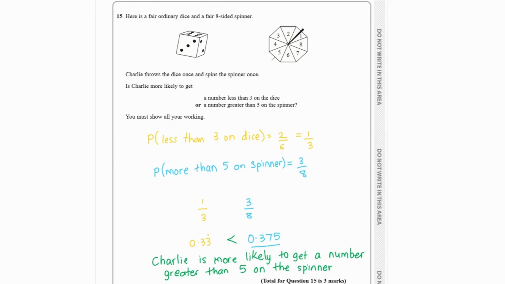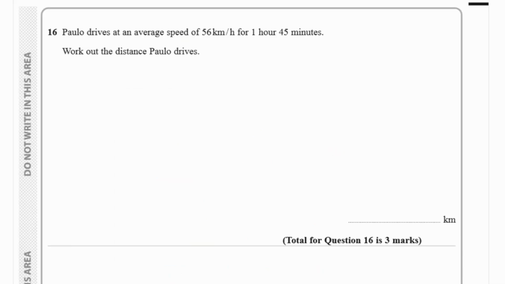This was a 3-mark question, and we would get 1 mark for correctly finding the probabilities of both the dice and the spinner. The second mark would be given for correctly comparing them by converting them either into a decimal or fractions with the same denominator or into percentages. And we would get a final mark for stating that Charlie is more likely to get a number greater than 5 on the spinner.